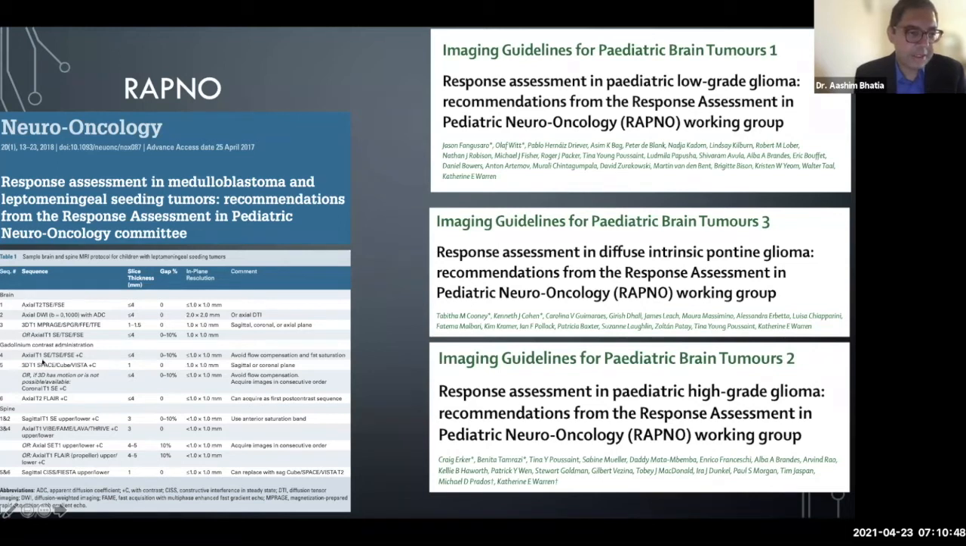So in brain, these six sequences are essential for medulloblastoma. And then recently, there also were guidelines for low-grade glioma, DIPGs, and high-grade glioma. So definitely take a look at this. I know a lot of institutions, it's also challenging to get MRI in some cases. So it's not that you can't make a diagnosis on CT. You can get imaging findings on CT that are very helpful. But really when it comes down to it, to get the best characterization of tumors, MRI is the modality of choice. So this is just something to help you in this case if you need to develop a protocol.